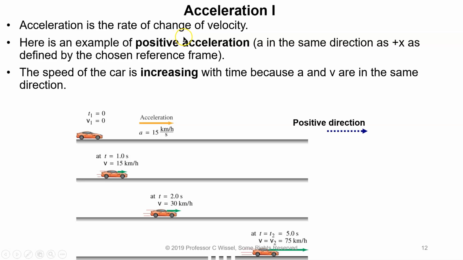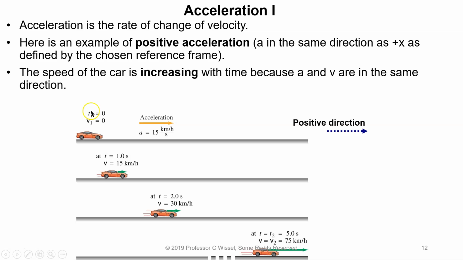Acceleration, of course, is the rate of change of velocity. And here I've got some examples. Here's an example of positive acceleration. a is in the same direction as the defined positive x. We define x as positive to the right, and that's the choice of our reference frame. That's part of our reference frame choosing.